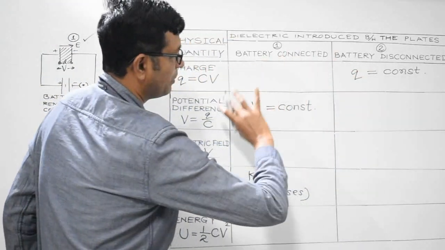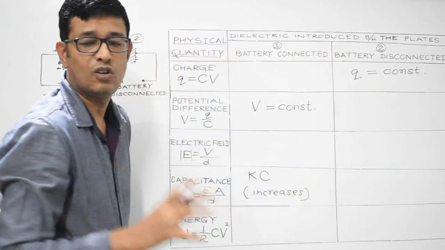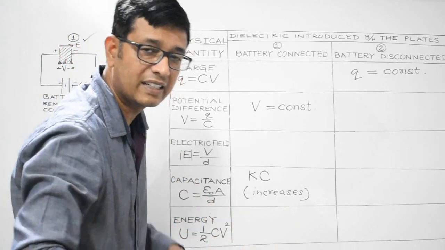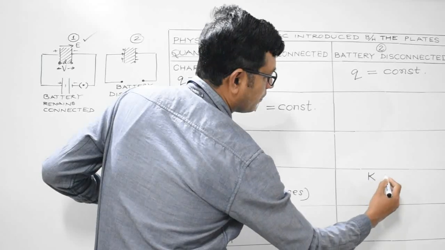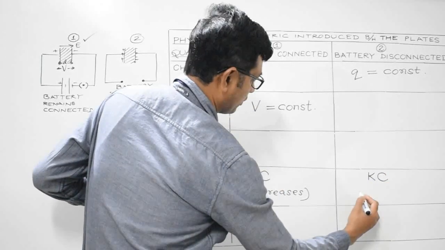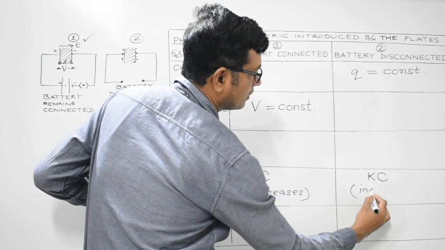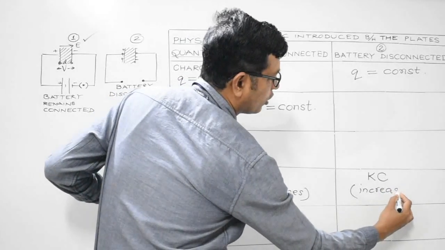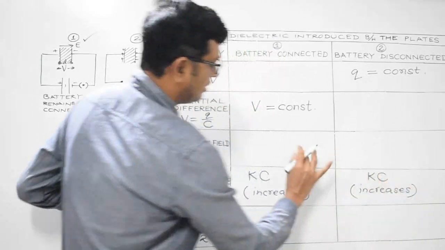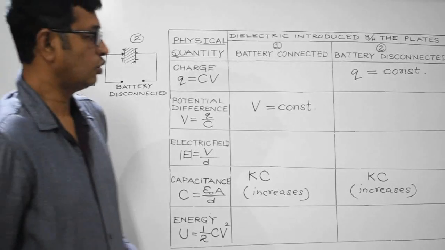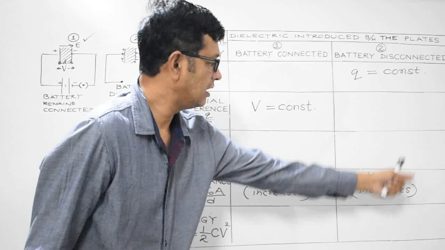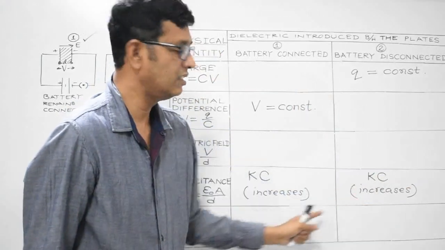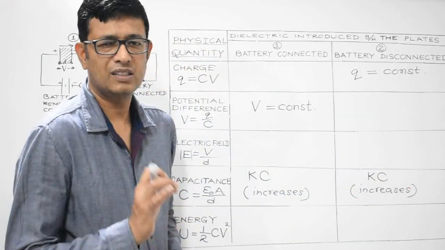So whether the battery remains connected or it is disconnected, on the introduction of the dielectric slab, the net capacitance increases. So K times the original capacitance. No doubt regarding this. So in both the cases, the capacitance increases. So students, these are the basic facts which you need to know, and thereafter every other box can be easily completed, right? Applying simple logic.